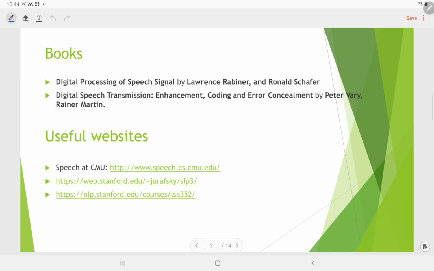So throughout this course, I will be following the book by Rabiner and Schafer. The name of the book is Digital Processing of Speech Signal, and one more book you can refer to is Digital Speech Transmission, Enhancement, Coding and Error Concealment by Peter Vary and Rainer Martin. And there are many useful websites. I have just written a few here, so you can follow these websites if you want to explore more on speech and audio signals.